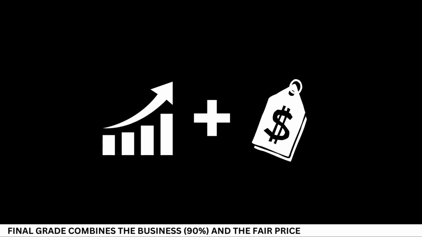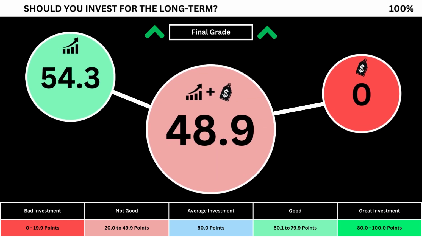Finally, we can put everything together and get the company's final grade. Adding the business grade and the fair price grade, we can see here the company's final grade. Anything less than 50 means it's not a good long-term investment. A final grade above 50 means it would make a good long-term investment if you bought the stock right now.